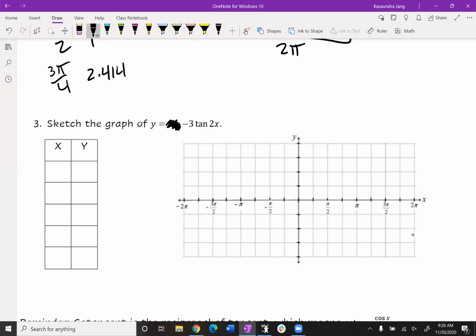All right, so I'm gonna give you guys a second. Find where the asymptotes are first. I'd find where those asymptotes are, and then pick some x values within the asymptotes. Let's see if you can get the shape of this graph.